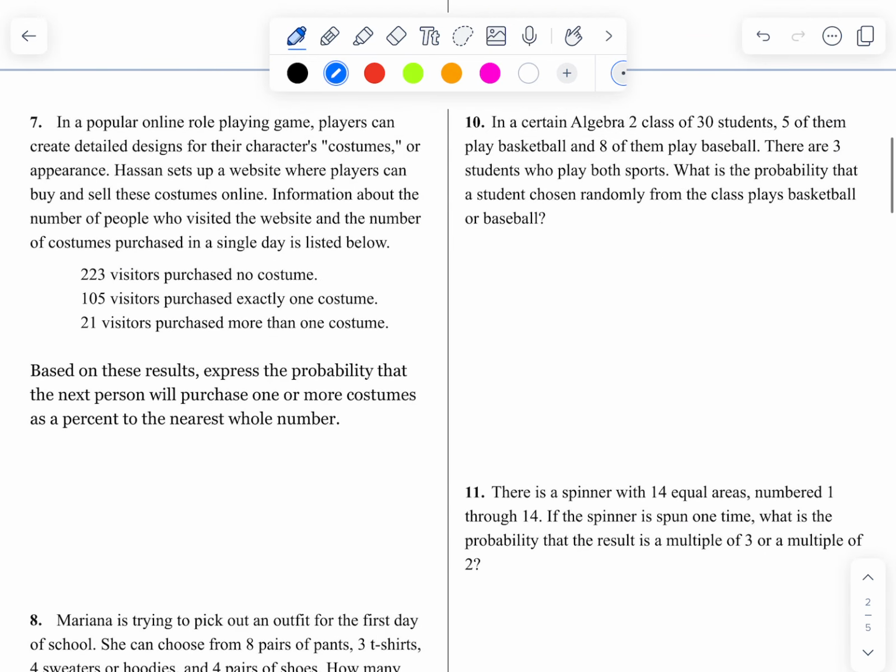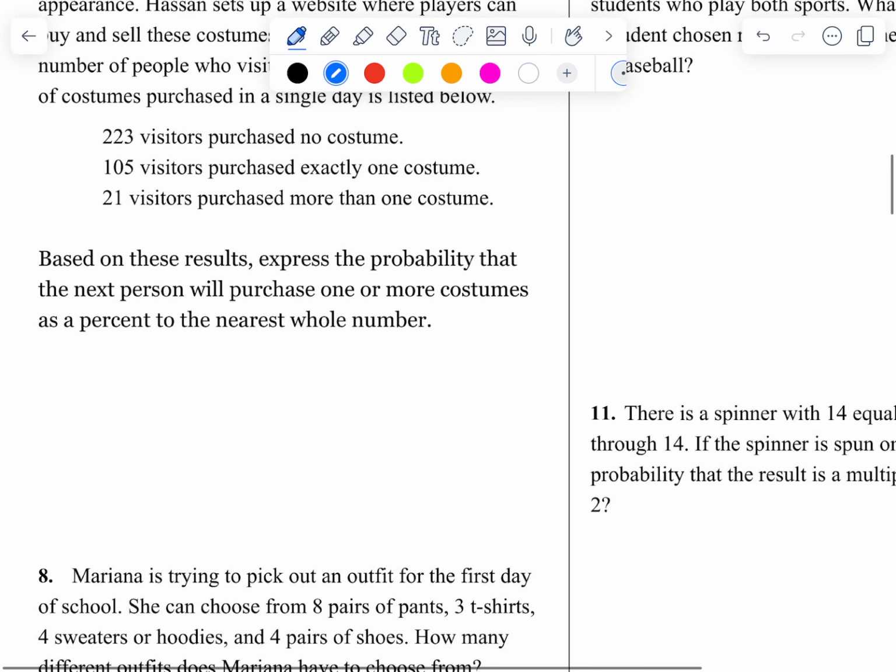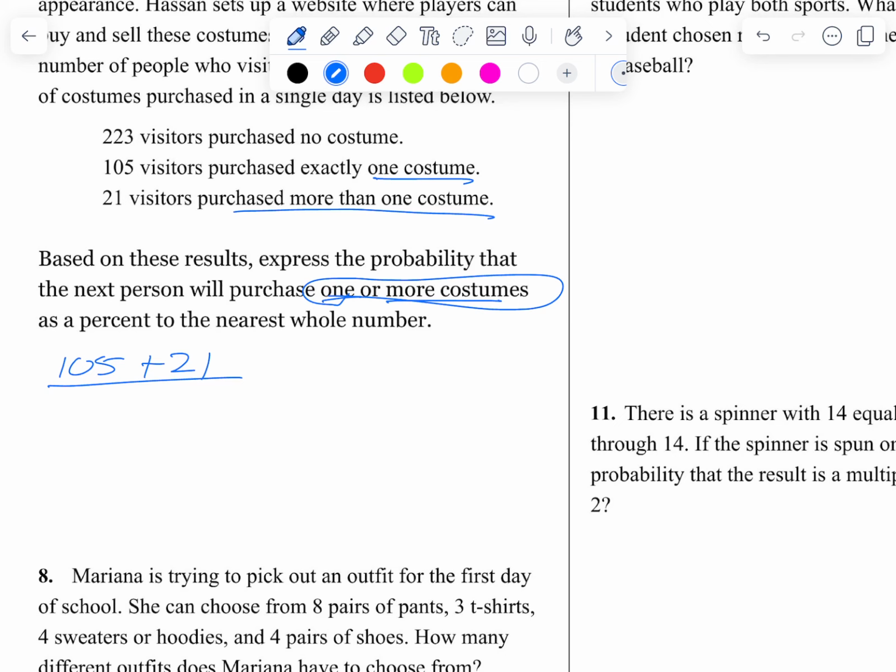All right. Popular online role-playing game. Again, kind of doing the same thing. Information about the number of people who visit the website and costumes purchased in a single day is below. Based on these results, what's the probability the next person will purchase one or more? So I want the people who did one or more than one. So in this one, I'm going to do 105 plus 21 because that's what I want. I want one or more out of everyone. So 105 plus 21 plus 223. That goes on the bottom.